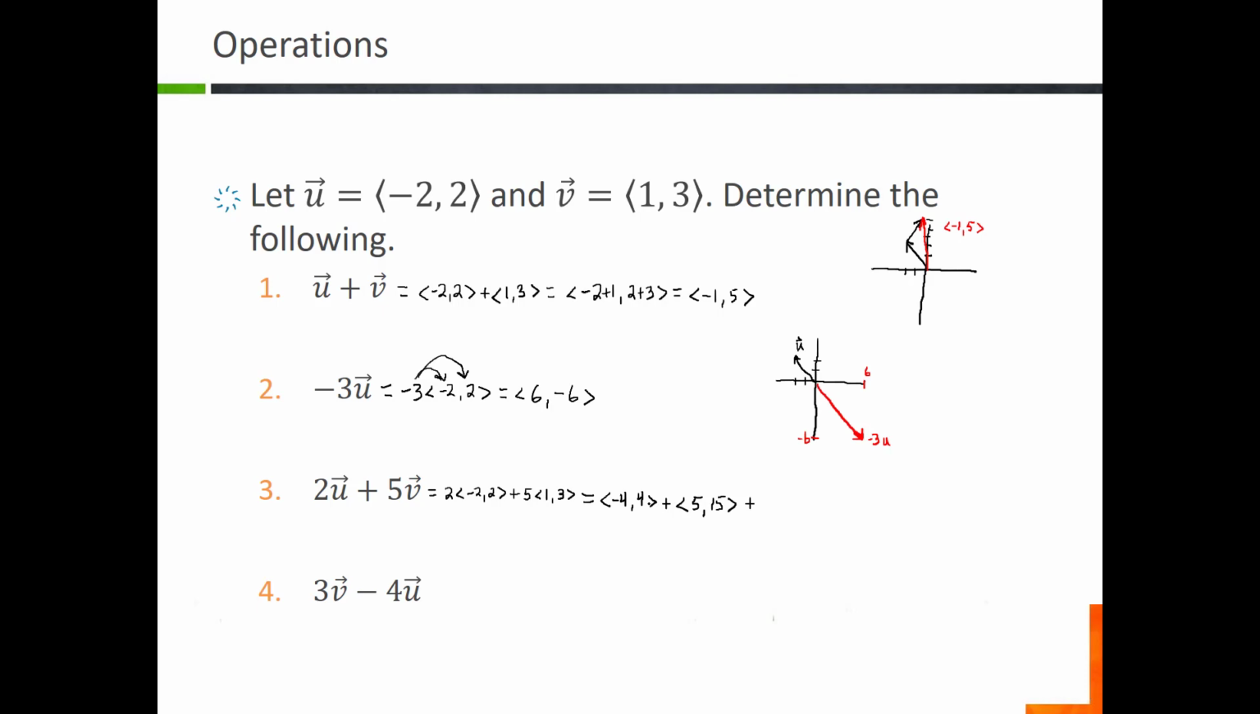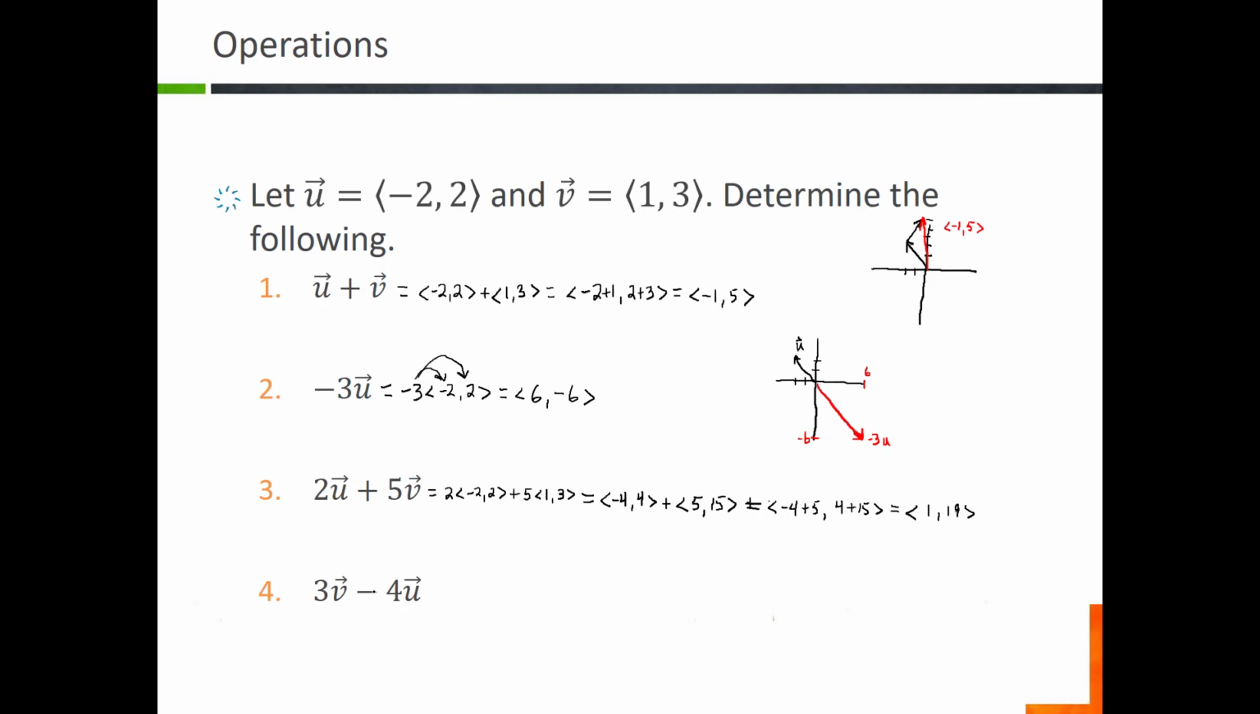And then now that we've done the multiplication, all that's left is to do our addition. And when we add, we're going to add the x components, and then we're going to add the y components. So we have the vector negative 4 plus 5, and then 4 plus 15, which turns out to be 1, 19. And then one more here, we have 3v minus 4u.